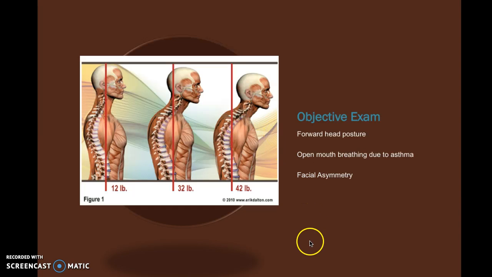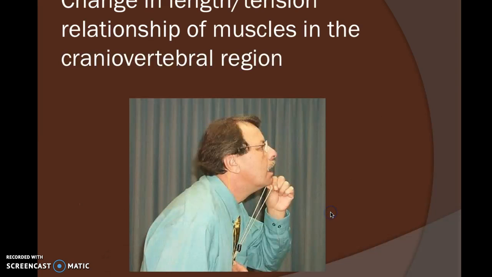Additionally, the patient who has open mouth breathing due to allergies or asthma, not only do they have a higher incidence of dental caries because the normal flora in the mouth has decreased, but they have a change in both the size of the tongue and the resting position for the tongue, and in the development of the mandible. Also, we're going to look at facial asymmetry during our exam in lab.